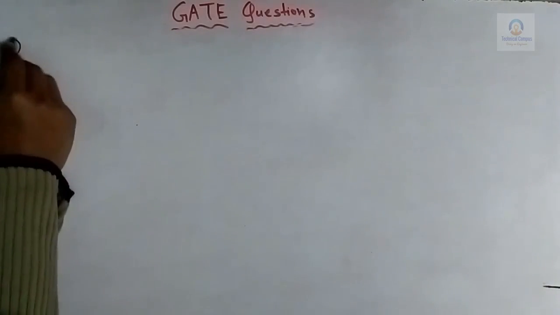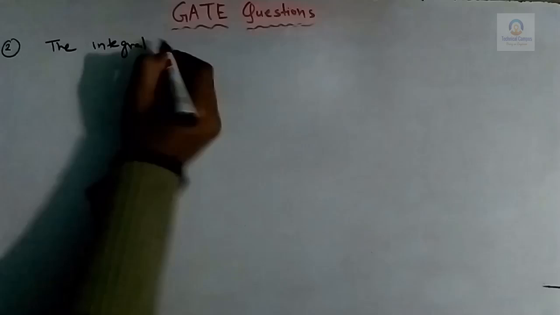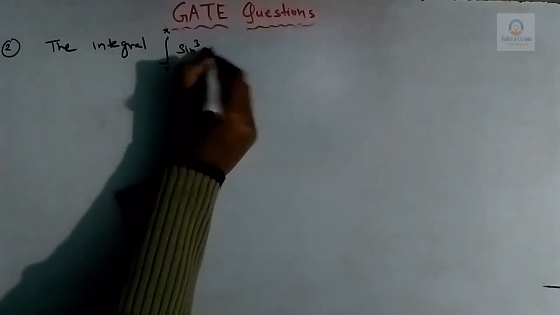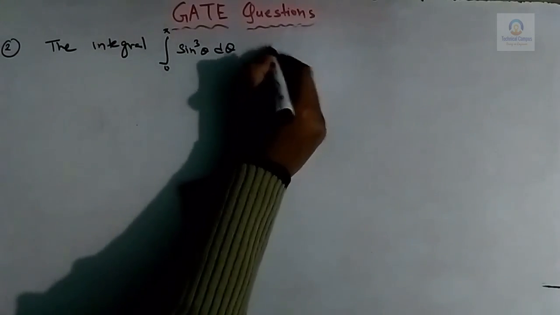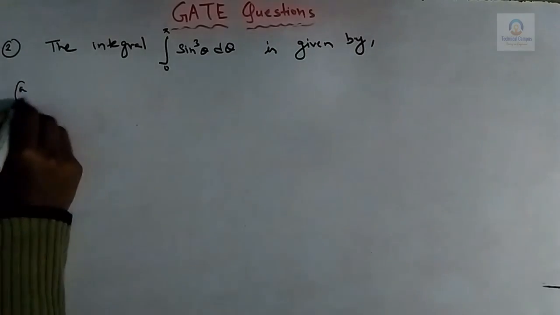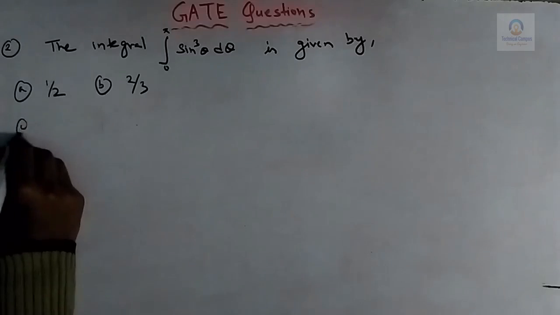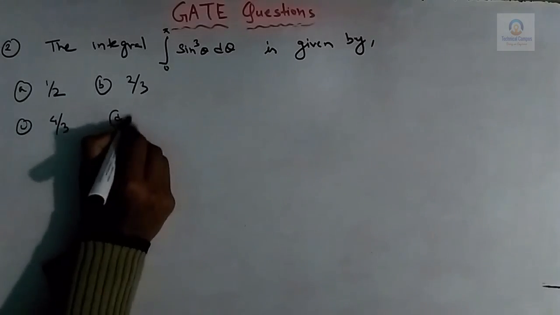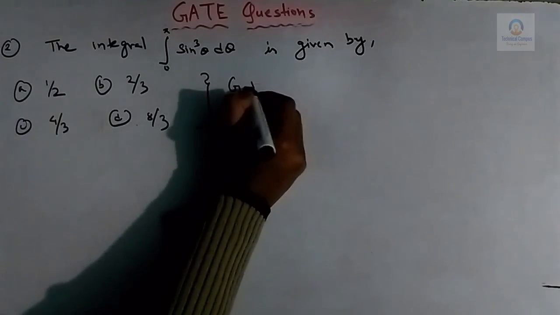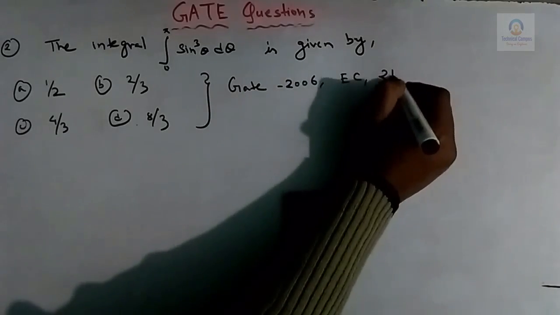So question number 2 is the integral from 0 to pi of sin cube theta d theta, given by, the options are, option A is 1 by 2, B is 2 by 3, C is 4 by 3 and D is 8 by 3. Okay, this question came in GATE 2006 in Electronics and Communication branch for 2 marks.